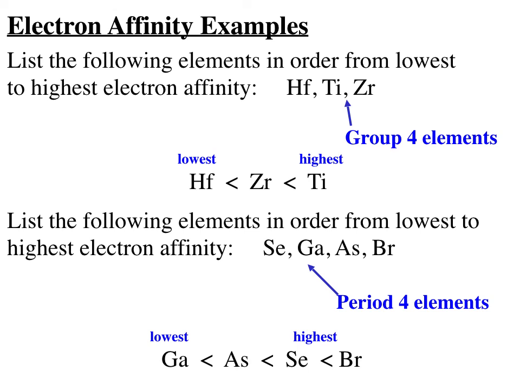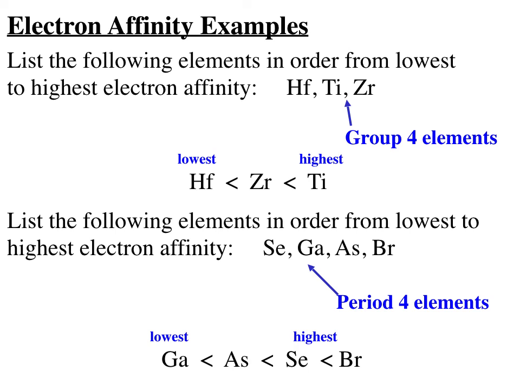Okay, then let's list the elements shown below in terms of their electron affinity when they're selenium, gallium, arsenic, and bromine. These are all period 4 elements, not group 4, period 4. They're across the 4th row of the periodic table. As a matter of fact, they're all putting electrons into a level 3p orbital being in group 4. In period 4.